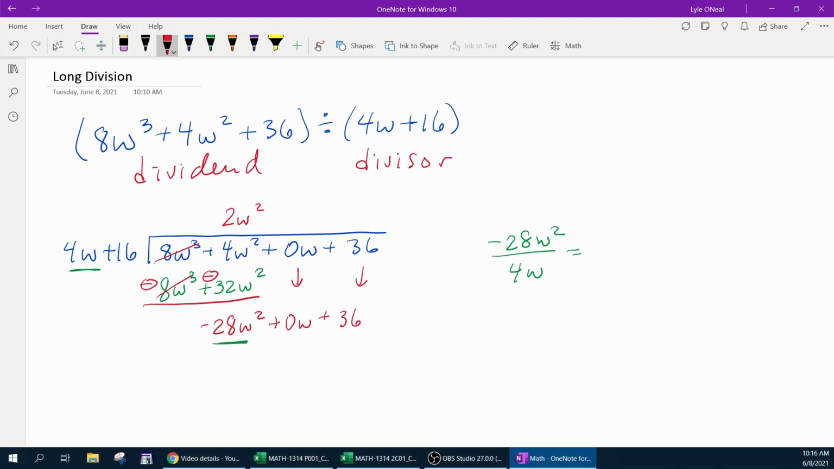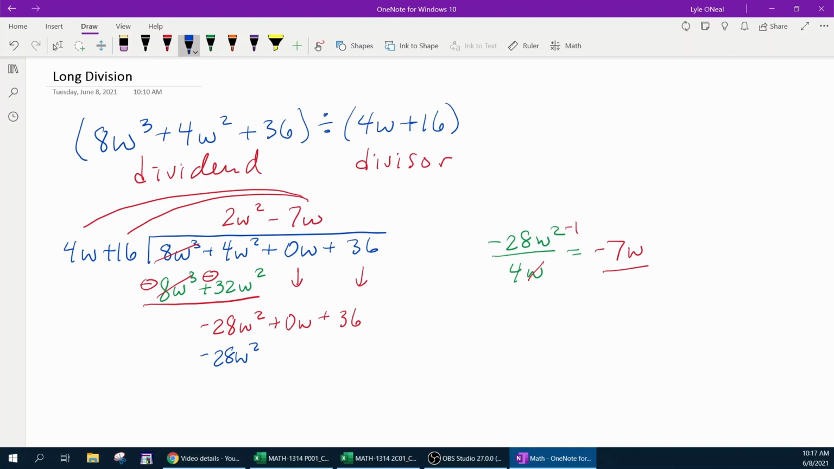All right, so here we go. 4 goes into 28 7 times, and a negative over a positive makes a negative. And remember, for the variables, you're going to subtract the powers. That's going to give us a minus 7w. That is the next term of the quotient. And then we need to distribute. So negative 7 times 4 gives me a negative 28w squared. Remember, these have to be identical. If they're not, you made a mistake.